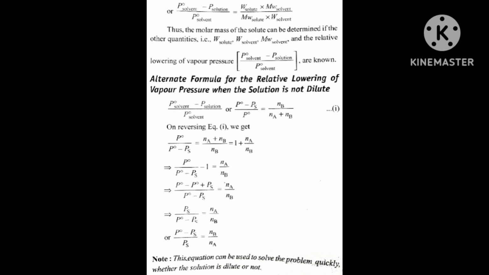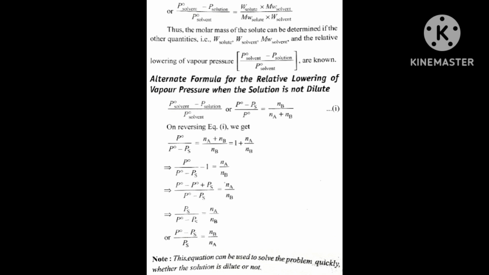What mathematics will you apply here? I will tell you that at the end. First, to understand other important things related to this: the expression I have derived, on the left-hand side of the equation, is P1 naught minus P1 divided by P1 naught, which is equal to X2.